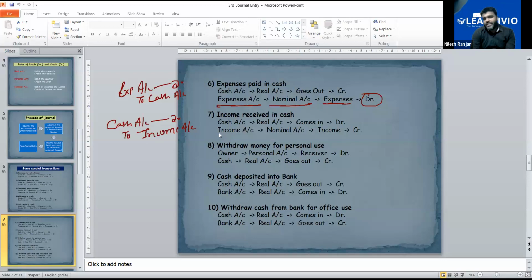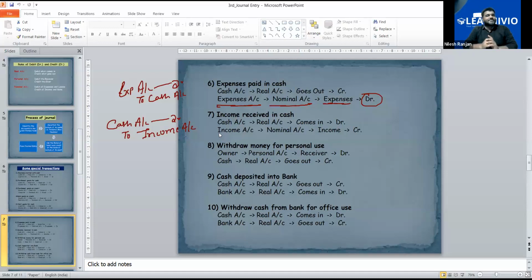Next is withdraw money for personal use. Now, withdraw money for personal use. So here, cash is going out from business. But if you again think from the perspective of the owner, then you'll see that cash is coming, and that will be incorrect. It's very confusing. Yes, you have to think from the perspective of business only, not owner, not any other person. You have to think with the perspective of only business and accountant of business.